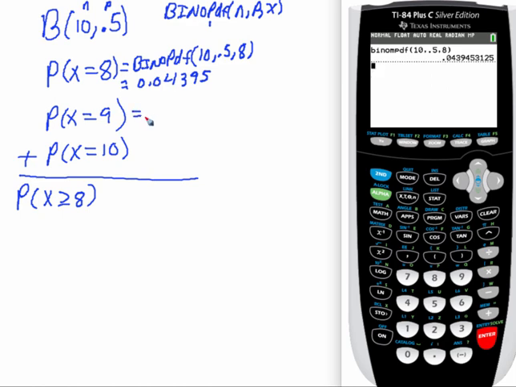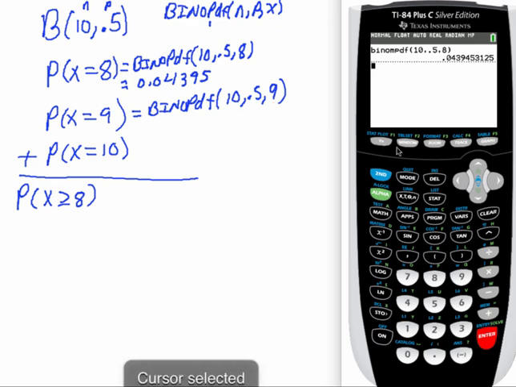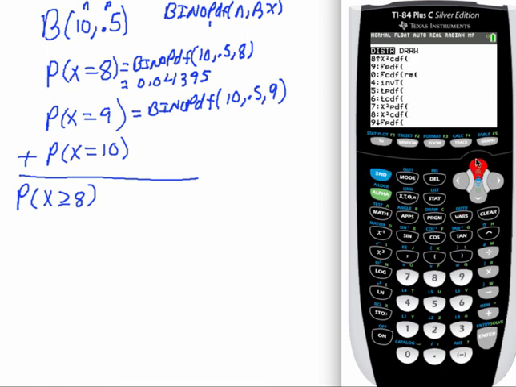Okay, let's pick up the pace here a little bit. So this one is going to be what? This is going to be binom PDF. The number of trials again is 10, and then 0.5, but this time we're going to use a 9. How do I get the calculator to do that? Well, you can go back in second, distributions. If you hit the up arrow, it's a little faster to get to it, it's not quite as many clicks. Go to binom PDF. And then this time I'm going to put in 10.